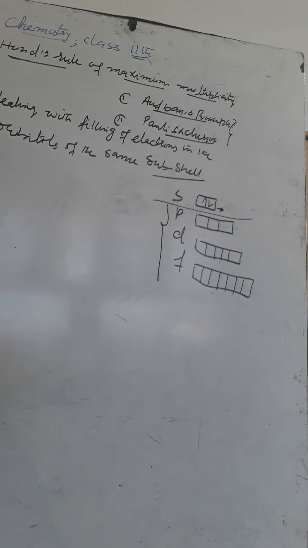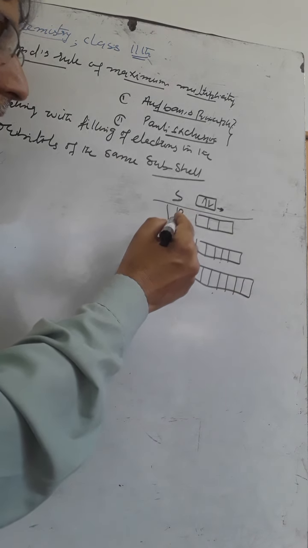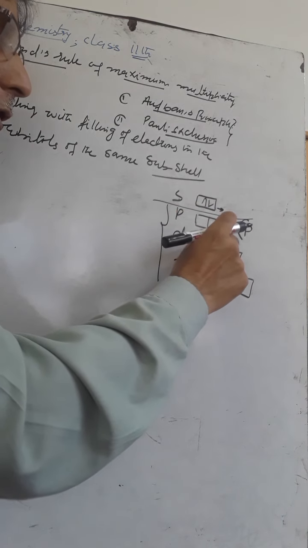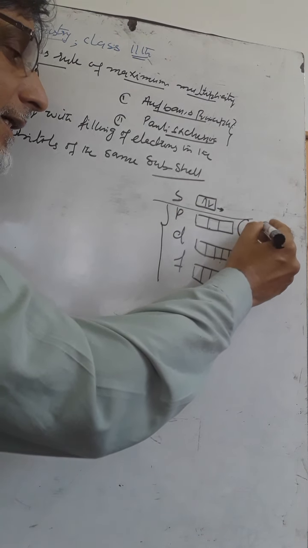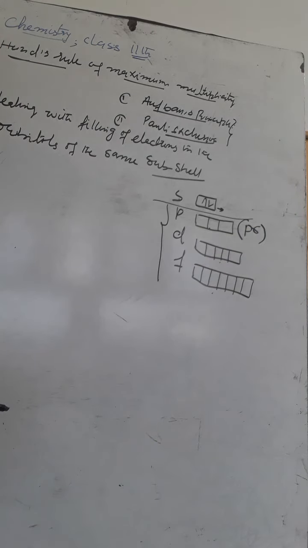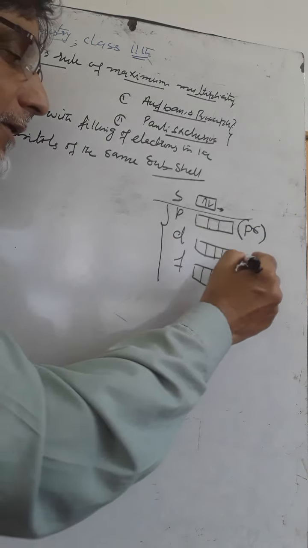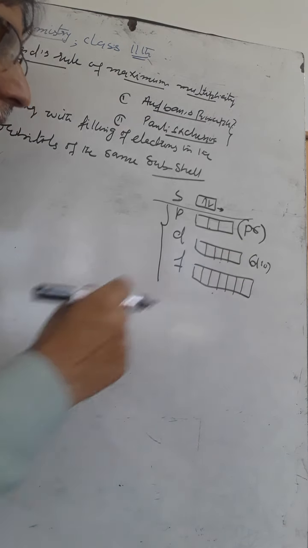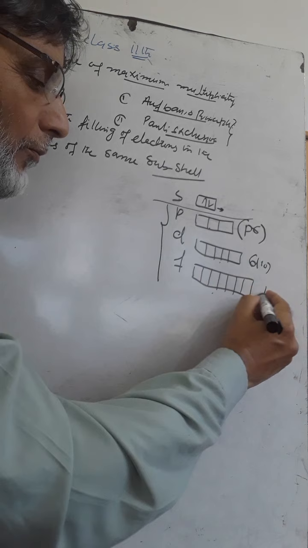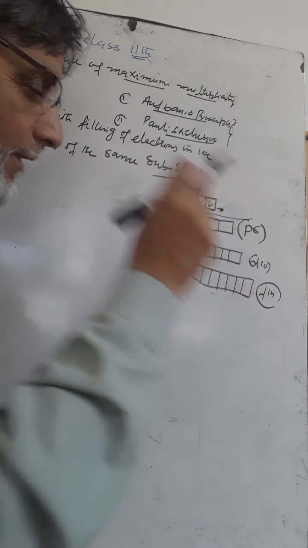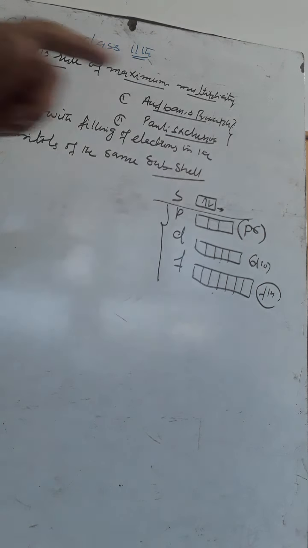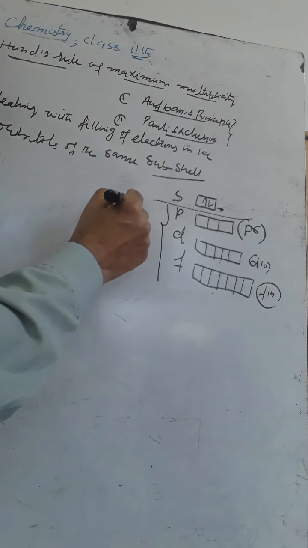How do electrons get filled in these orbitals? For example, let me take the case of P. We have P subshell. There are 3 orbitals, which can accommodate 6 electrons in total. Similarly, D can accommodate 10 electrons in total, and then in F we have 14 electrons, right? Now, let me start from P subshell. Let's say we have only one electron.